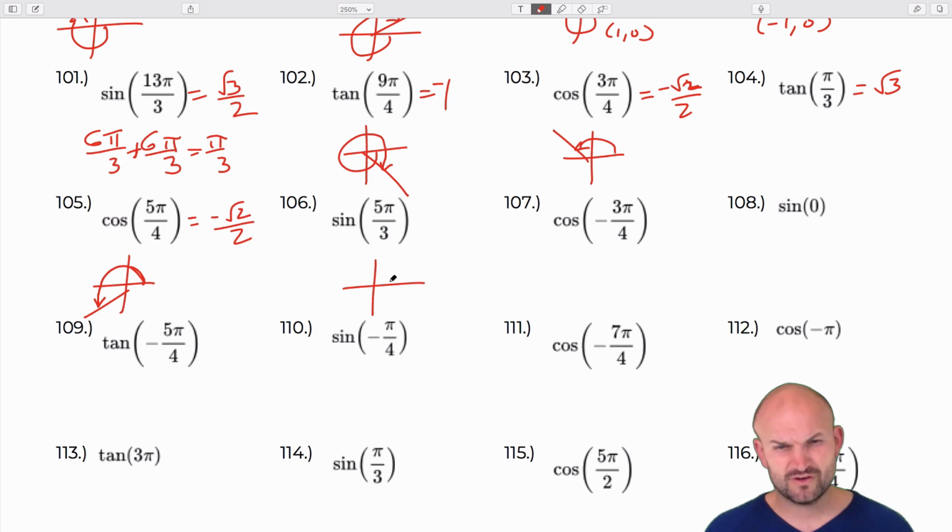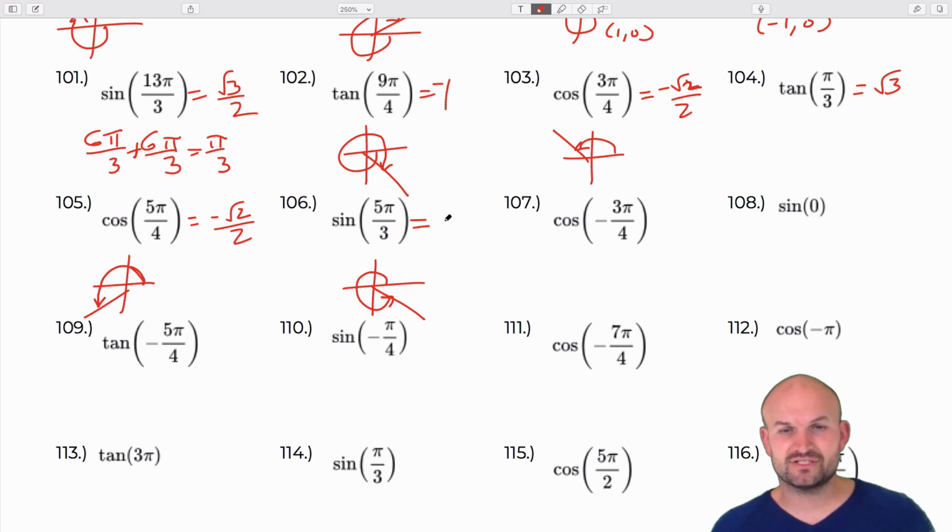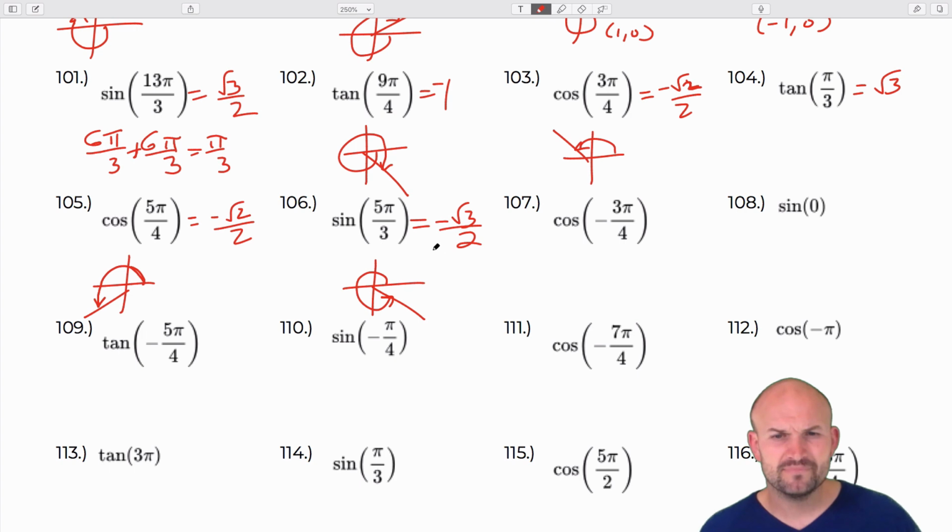Sine of 5 pi over 3, so let's see, that's going to be back in our fourth quadrant. Sine is going to be negative. The sine of pi over 3 is going to be a negative square root of 3 over 2. Negative square root of 3 over 2, it's in the second quadrant. Good to go. Negative 3 pi over 4, that's right there.